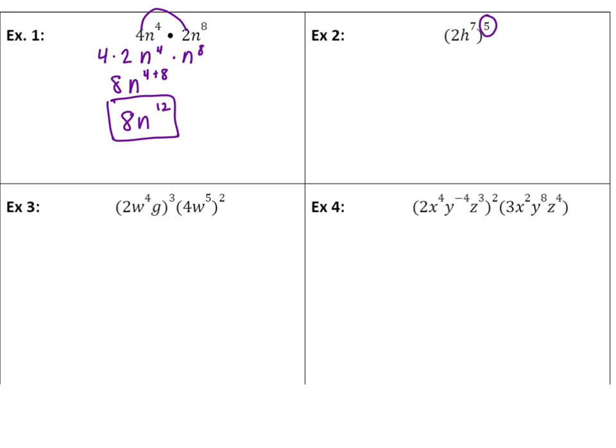So I'm going to rewrite this how I would kind of distribute, if you will, that exponent. It's going to apply to the 2 and to the h to the 7th. So I will have 2 to the 5th times h to the 7th. And when I have a power of a power, when I have an exponent raised to another exponent, I multiply my exponents. So it's actually going to be 7 times 5. Now let's go ahead and simplify. 2 to the 5th power is 32, and then times h, 7 times 5 is to the 35th power.